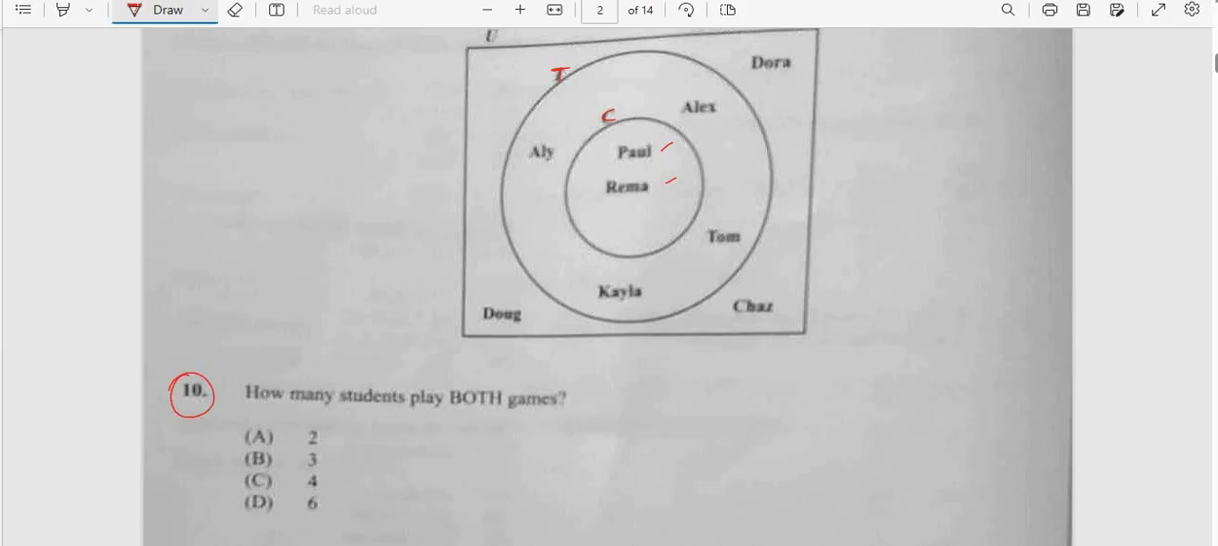It says, how many students play both games? Well, again, that would be Paul and Rima, because Paul and Rima are part of set C, and they are within the circle of T as well, not just within the circle of C. So they also are part of set T. So Paul and Rima are the two persons that play both games. In other words, they're in the intersection of T and C. So T intersects C will include Paul and Rima. Those are the persons who play both games, and the number of elements in that intersection will be equal to 2.